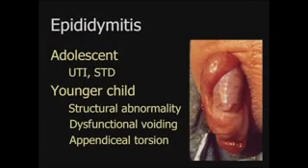Now, epididymitis does still occur. Typically, it's in an adolescent, and again with the same risk factors as in young adults, so urinary tract infections and sexually transmitted diseases. In the younger child, you do have to think about structural abnormalities and dysfunctional voiding, but again, those are pretty uncommon relative to appendiceal torsion, causing at least a similar ultrasound appearance of epididymal inflammatory changes.